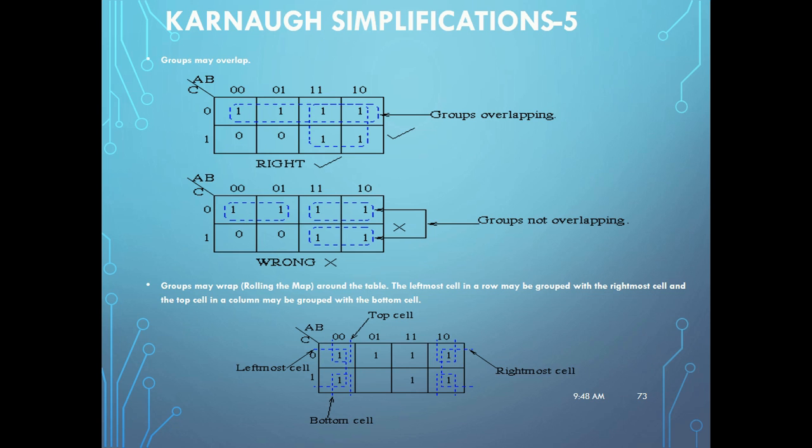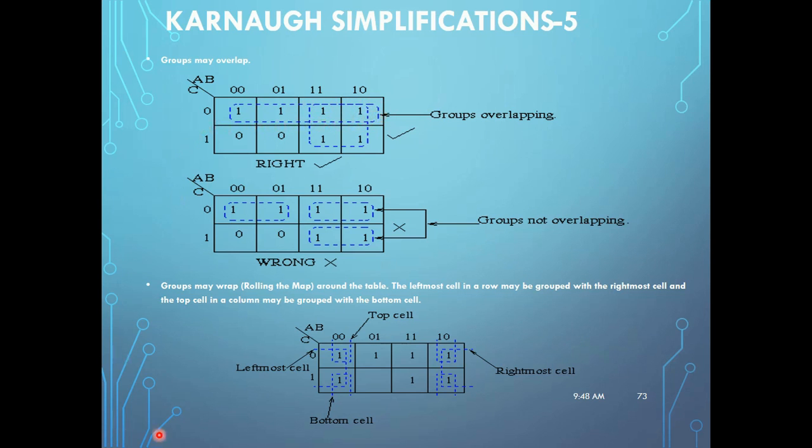So now let us see the groups overlapping. Consider one of the problems where we have written ones in this manner, and along with that you have zeros in the K map. If that is the case, how can you group?